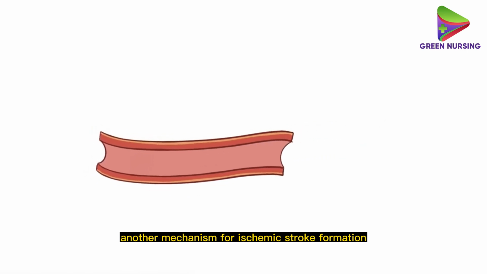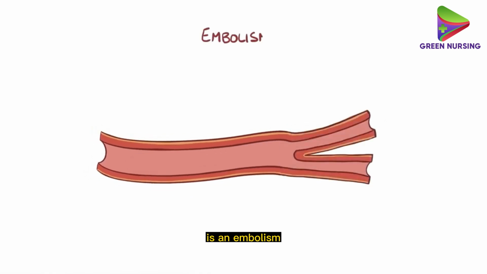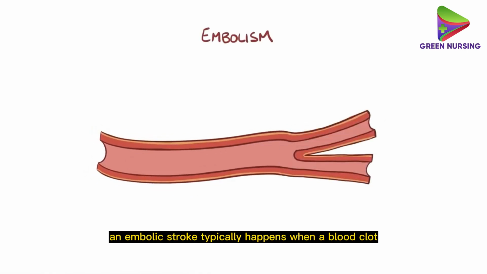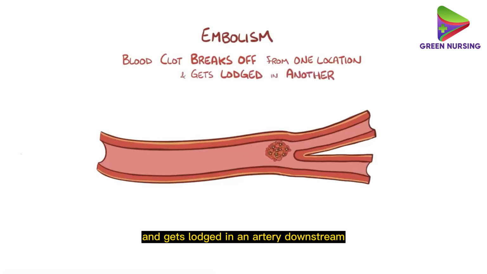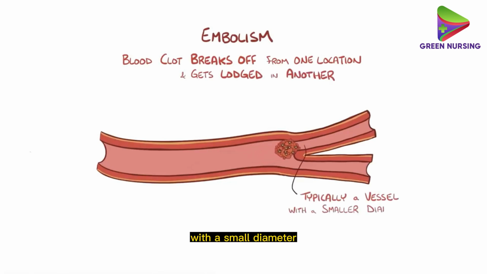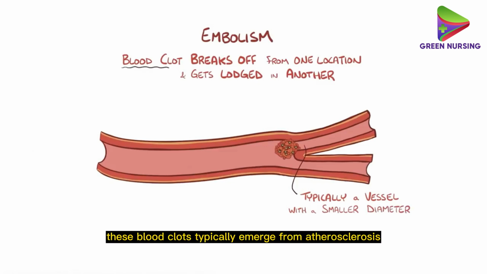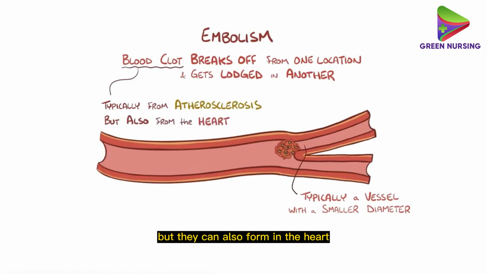Another mechanism for ischemic stroke formation is an embolism. An embolic stroke typically happens when a blood clot breaks off from one location, travels through the blood, and gets lodged in an artery downstream, typically an artery, arteriole, or capillary with a small diameter. These blood clots typically emerge from atherosclerosis, but they can also form in the heart.